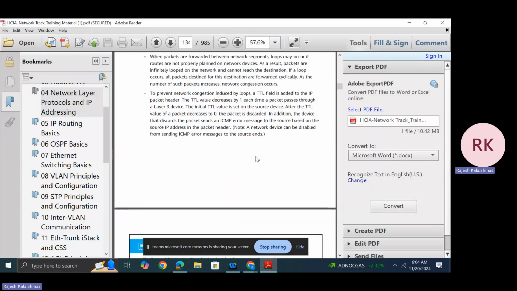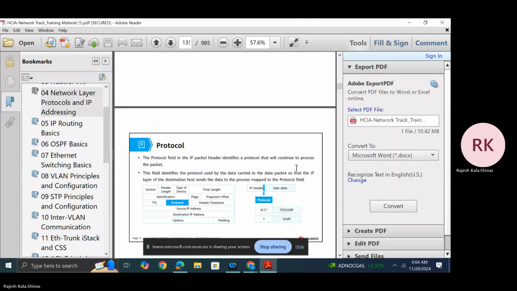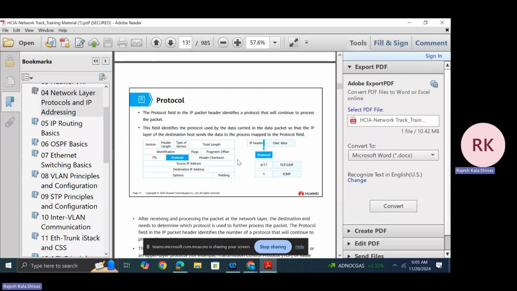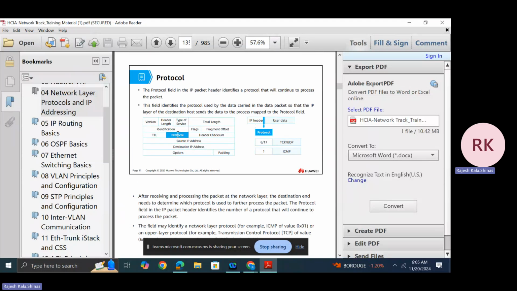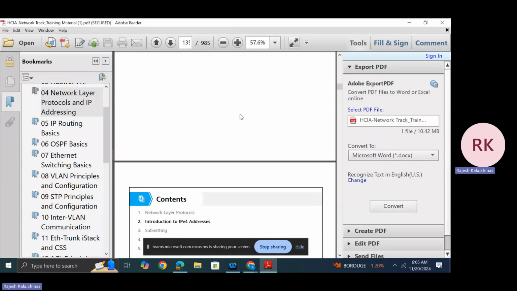Then the protocol field indicates which protocols process the packet, as I told you. For TCP, the protocol number is 6, and for UDP the protocol number is 17. ICMP is 1, like this. So these are the protocols which process the packet, ICMP, TCP, and UDP. The protocol is the one which processes the packet. So what protocols are we using here? ICMP for pinging, TCP and UDP for connection-oriented and connectionless communication. The numbers are also given there.